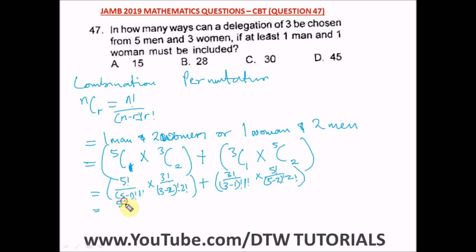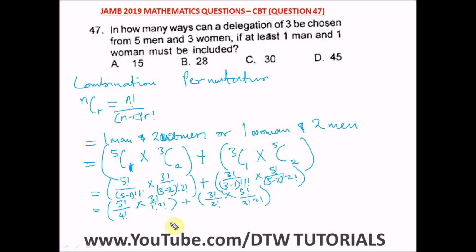So here we have 5 factorial divided by 5 minus 1, that is 4 factorial, and 1 factorial is still 1, so we drop it. Times 3 factorial divided by 3 minus 2, that is 1 factorial, 2 factorial. Plus 3 factorial divided by 3 minus 1, that is 2 factorial, leaving the 1 here, times 5 factorial divided by 5 minus 2, that is 3 factorial, 2 factorial.